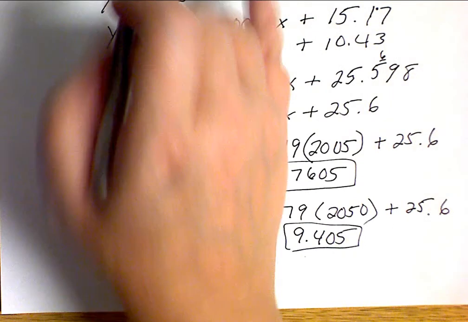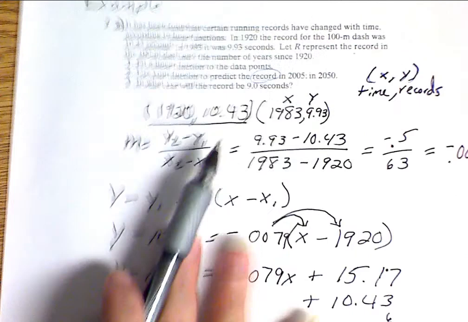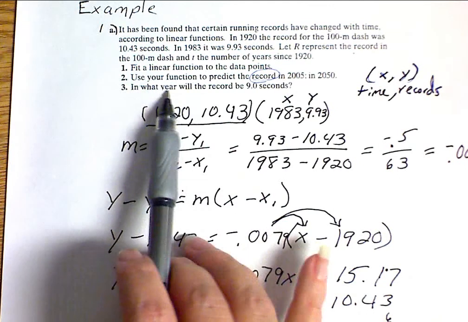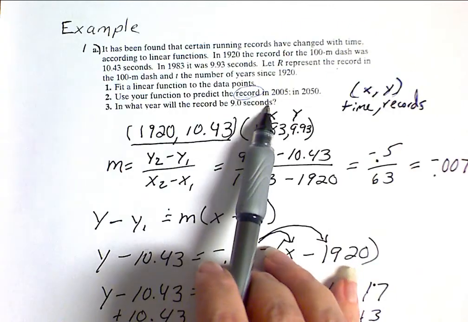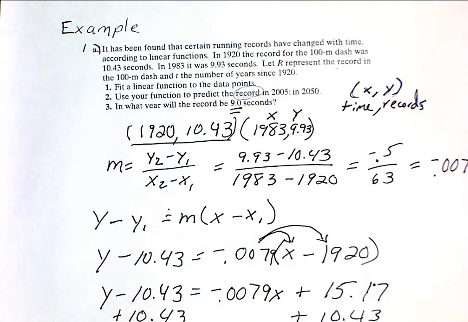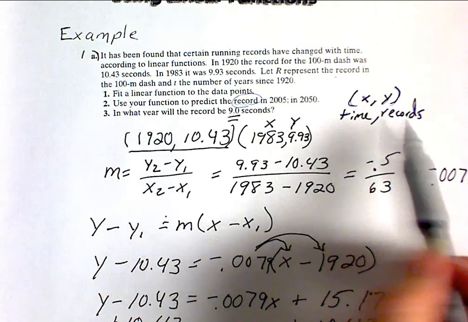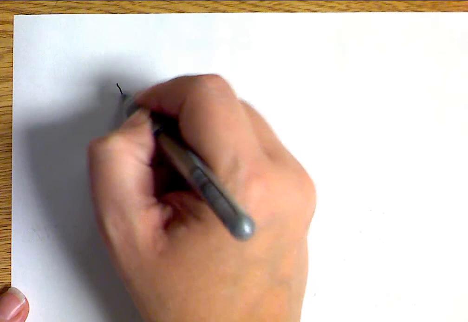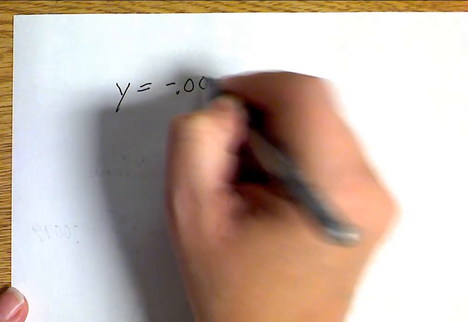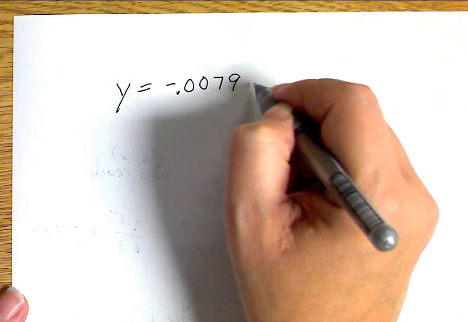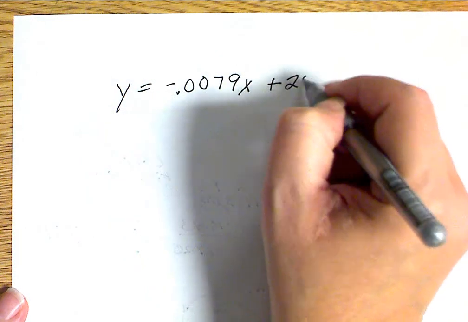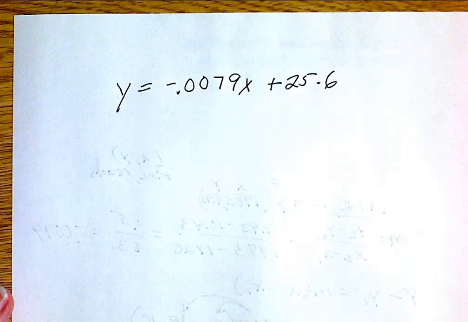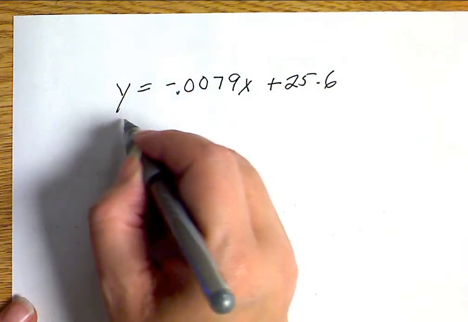Now, the last one, it says, in what year will the record be 9 seconds? So we have to put our 9 seconds in, because 9 seconds, that's our record. So we're putting it in for y, and we're solving for time, our x. Remember, we have y equals negative 0.0079x plus 25.6. That's just my equation. Since I'm looking for 9 seconds, I'm going to put it in for my y and solve for x.